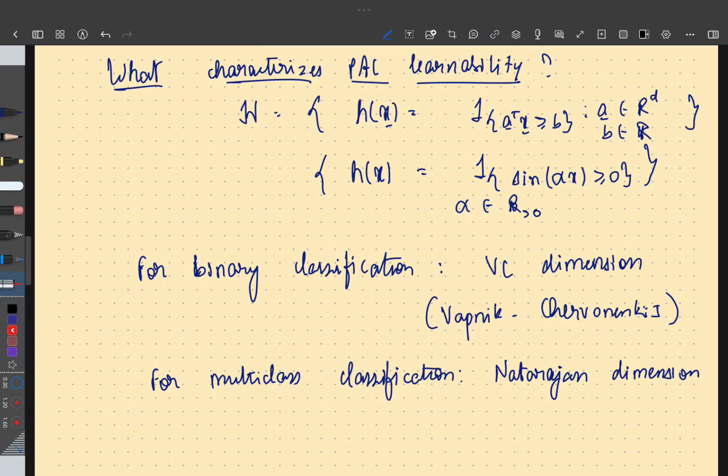Yes, we can always transform the same function class from one to the other, right? So really, the number of free parameters is not a good measure to determine whether something is PAC learnable or not.